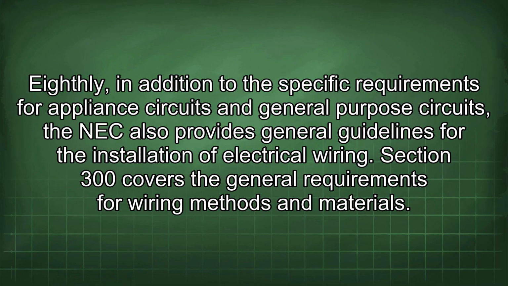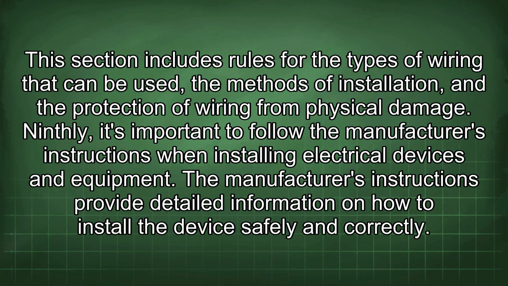Eighthly, in addition to the specific requirements for appliance circuits and general-purpose circuits, the NEC also provides general guidelines for the installation of electrical wiring. Section 300 covers the general requirements for wiring methods and materials. This section includes rules for the types of wiring that can be used, the methods of installation, and the protection of wiring from physical damage.